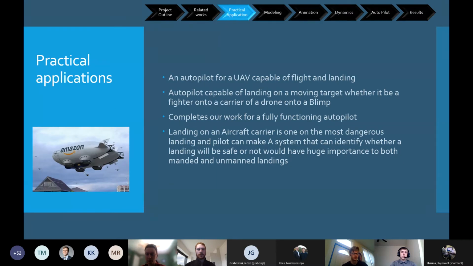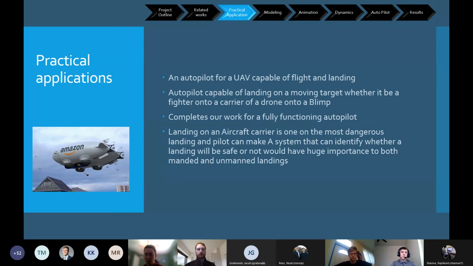Practical applications. First off, it's an autopilot capable of flight and landing of a UAV. More specifically, it's capable of moving up to a landing on a moving target, whether it be a fighter onto a carrier or a drone onto a blimp. That'll just be a simple change in the parameters for the aircraft. And it completes our work over the semester for a fully functioning autopilot.